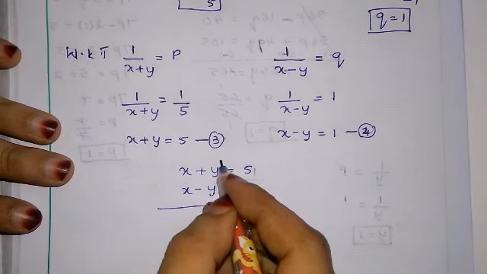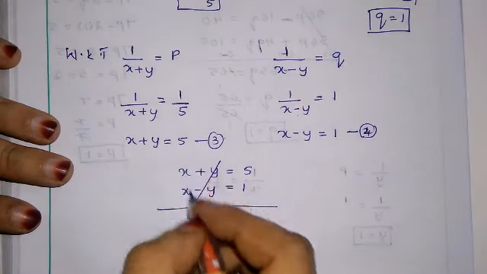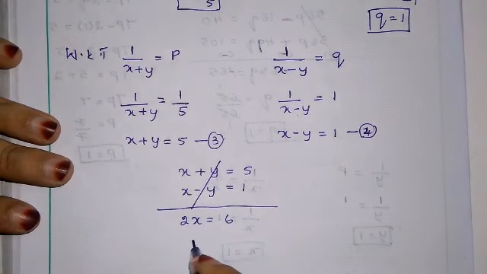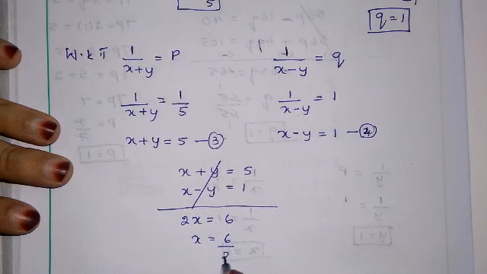Here, direct cancellation. y gets cancelled. x plus x is 2x, 5 plus 1 is 6. x is equal to 6 by 2. 2 ones are 2, 2 threes are 6. We need to always find the value of x and y.